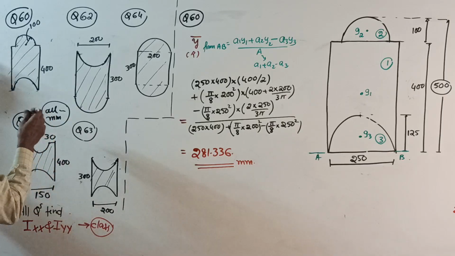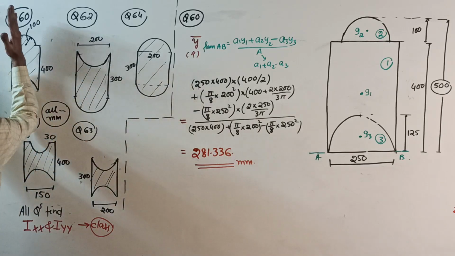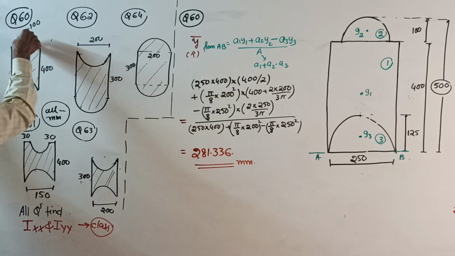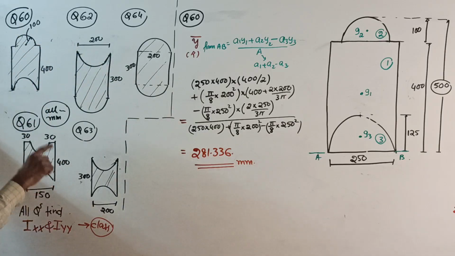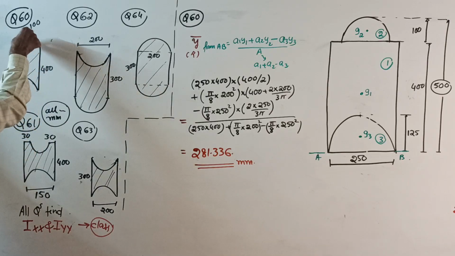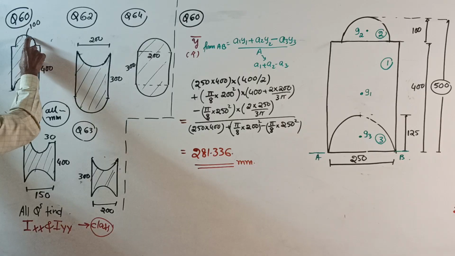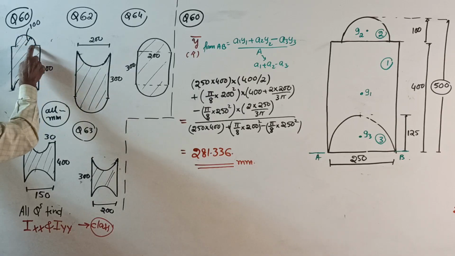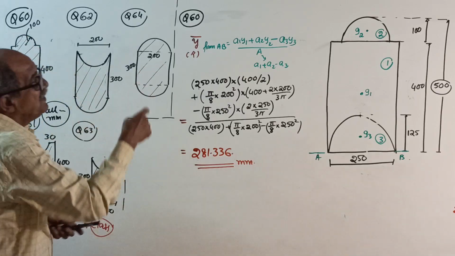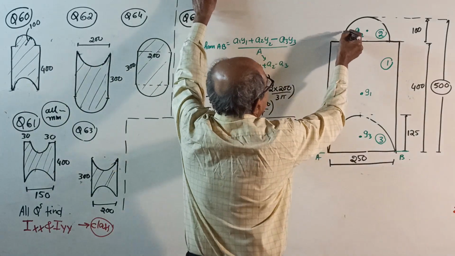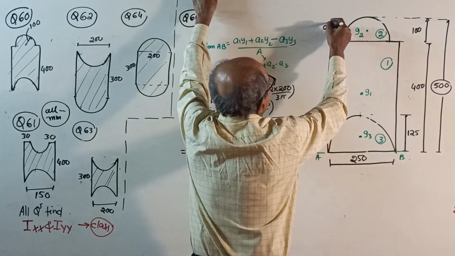You can observe one thing. Symmetrical about YY. This offset and this offset are not given. So understood that this offset is equal to this offset. You can write here: radius 100. Radius is 100, so diameter is how much? 200. I forgot to write it here. Diameter 200. Okay.